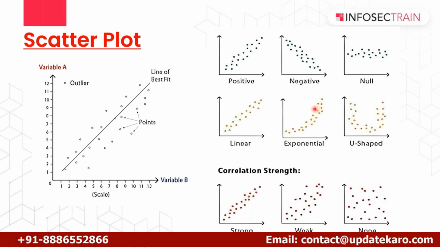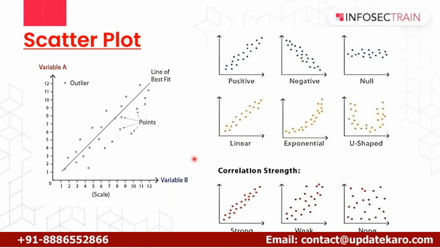Because here you can see that the data points are going in a non-linear pattern, in an upward trend, but they are showing a non-linear pattern. So I can say that this is just a relationship, not a correlation. Correlation is there when there is a linear relationship, when there is a linear relationship.